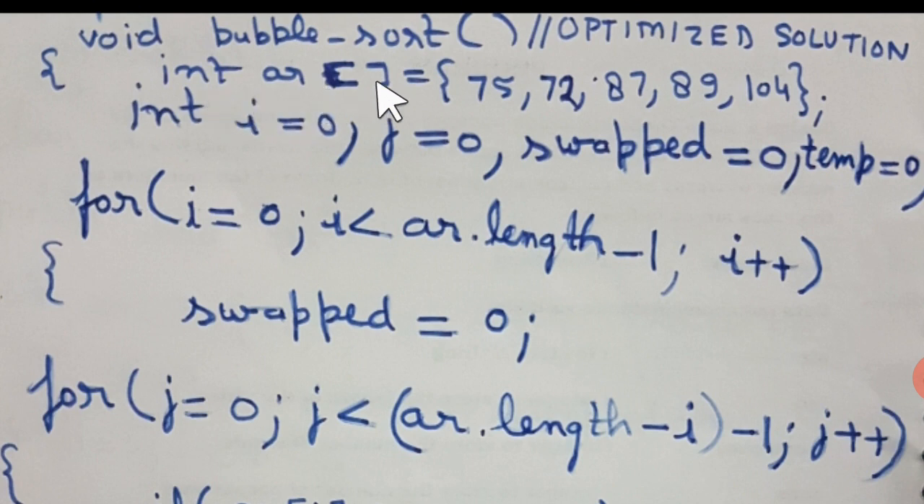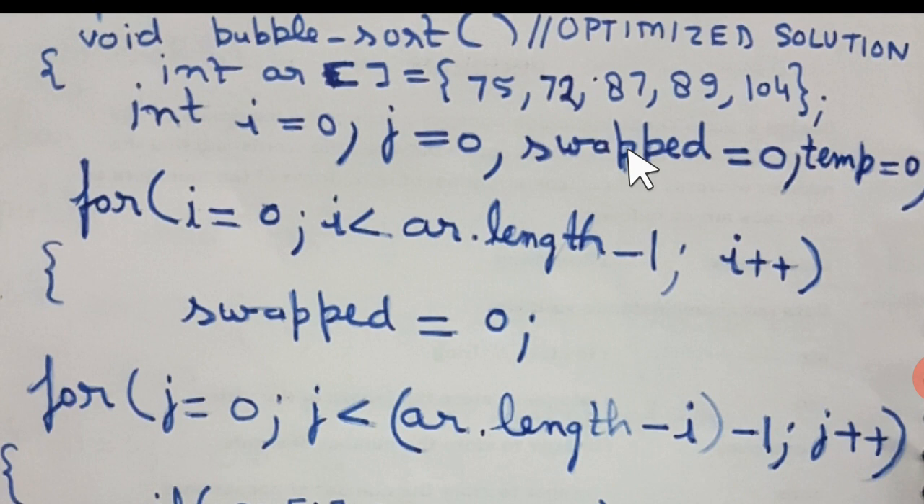So here I have directly written the data. int ar[] = {75, 72, 87, 89, 104}; we have closed the curly brace and the semicolon is there. Alright, students, after this you see here int i = 0, j = 0, swapped = 0, temp = 0.